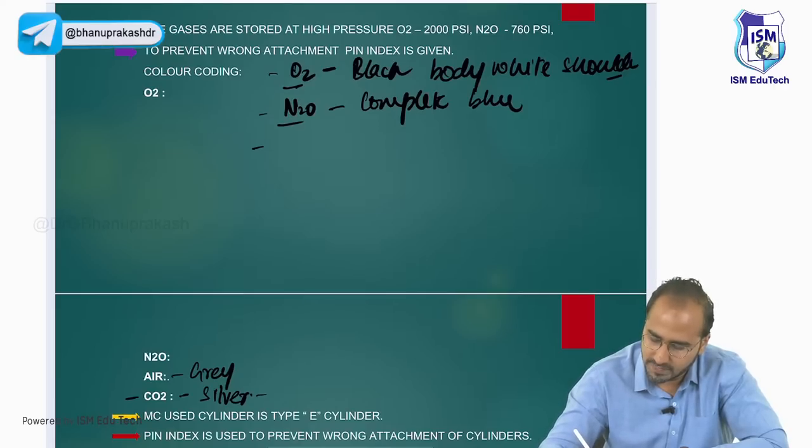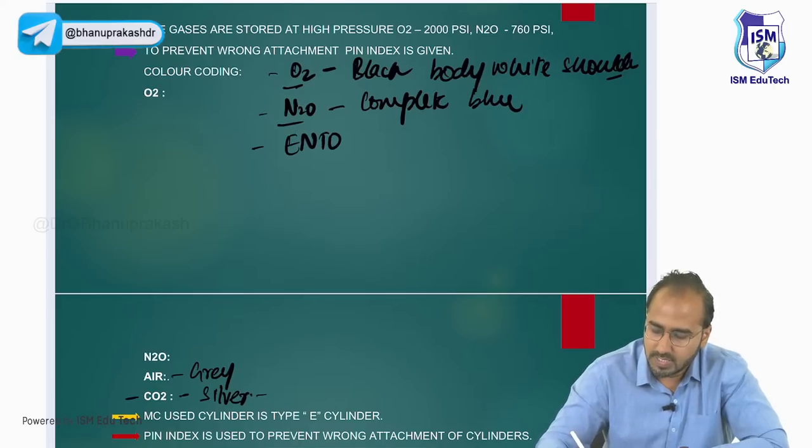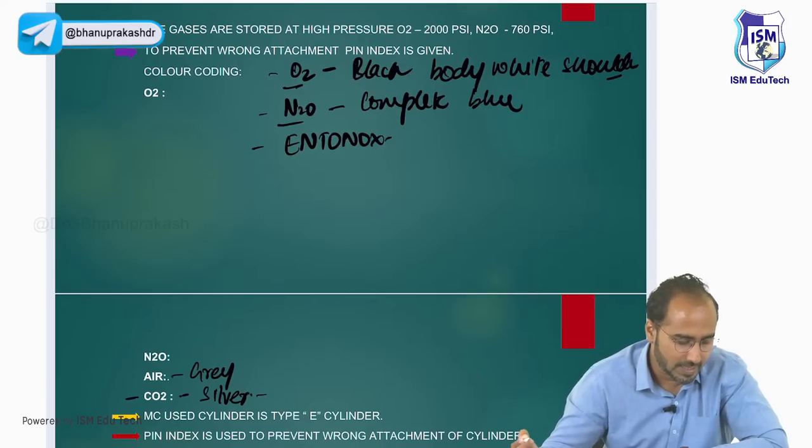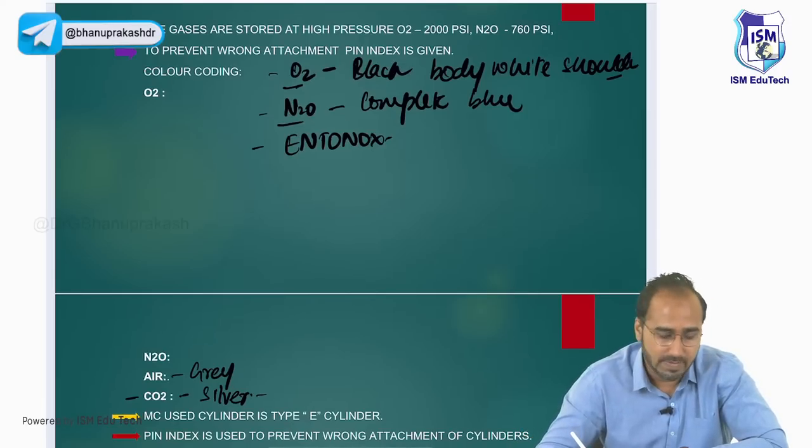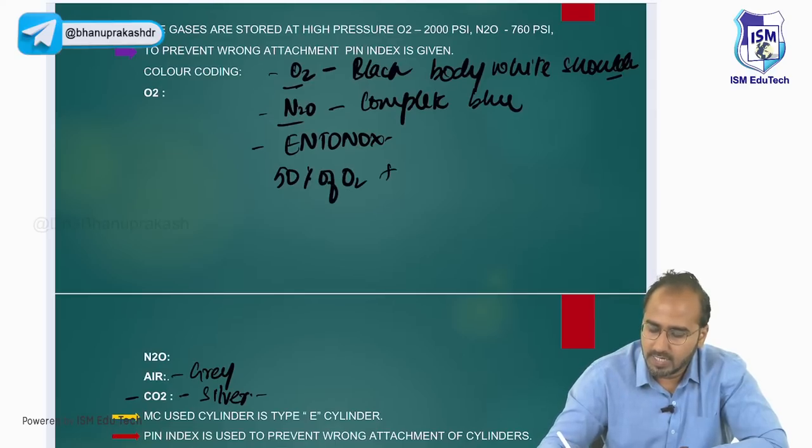Oxygen we have discussed, nitrous we have discussed, Entonox. There is a gas called Entonox. Come on guys, Entonox is what? Entonox is a mixture of 50% oxygen and 50% nitrous oxide.